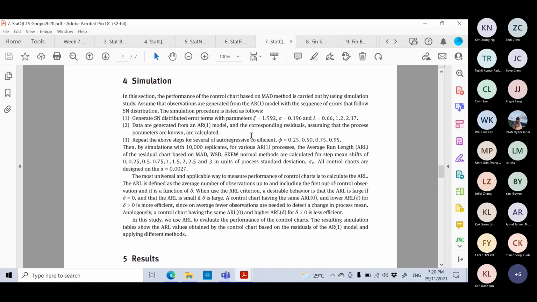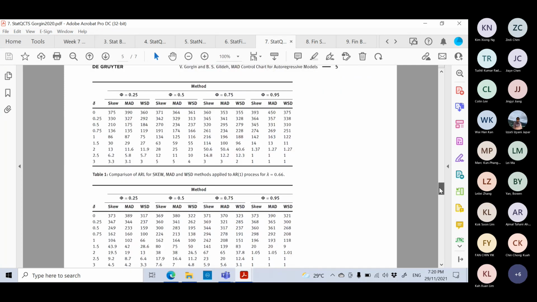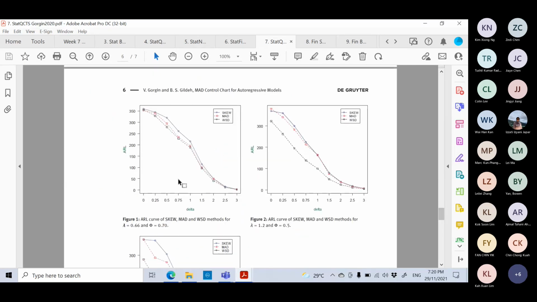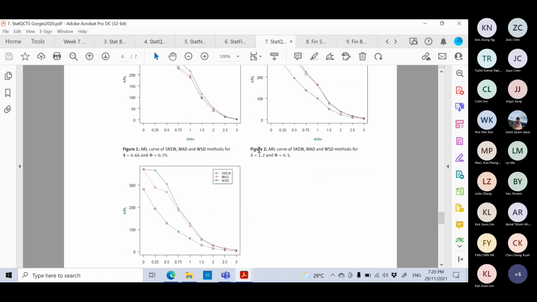So they simulate from this type of scenario of the autoregressive model, consisting of skewed normal distribution data, and then they check their chart performance. Okay, they're using the following to check their performance. The first one will be the SKE, the skew. Then the second one will be the MAD, and then the third one will be the WSD. So they compare the performance of all the charts using a graphical way to present it.